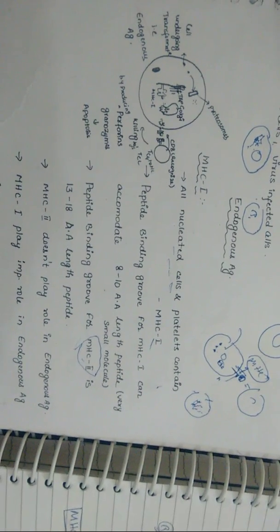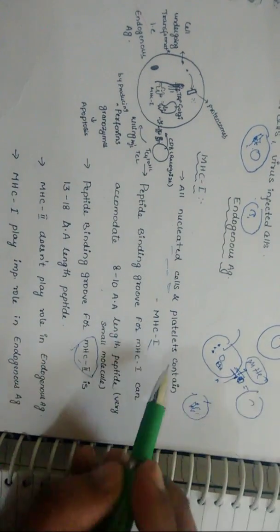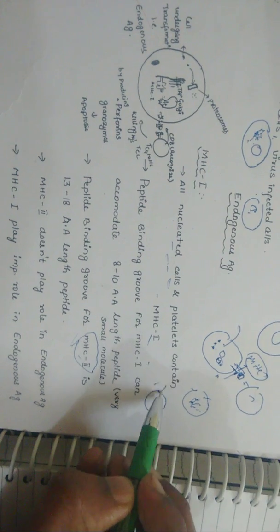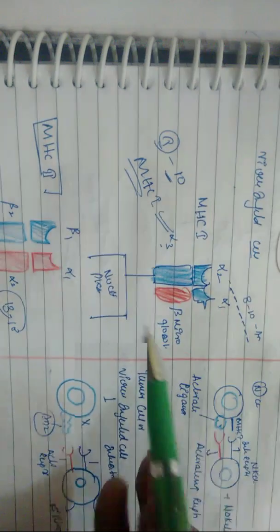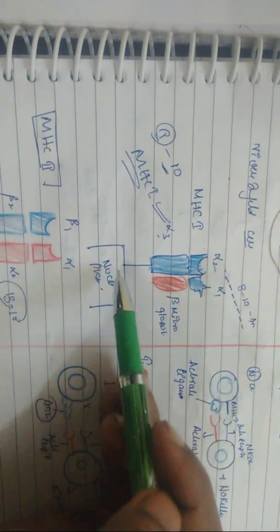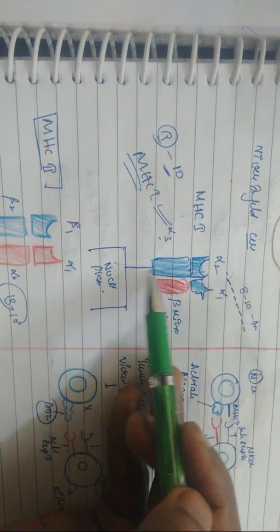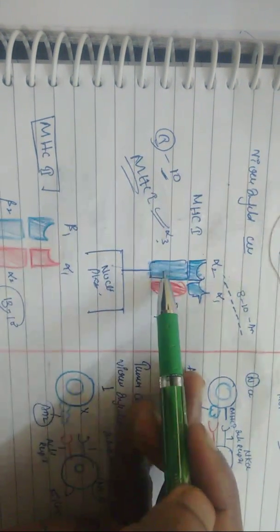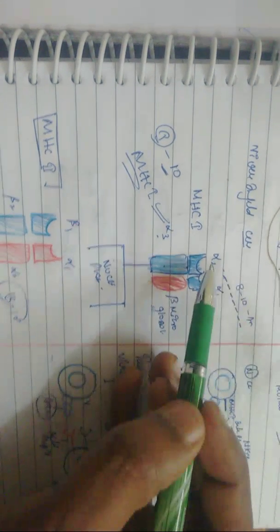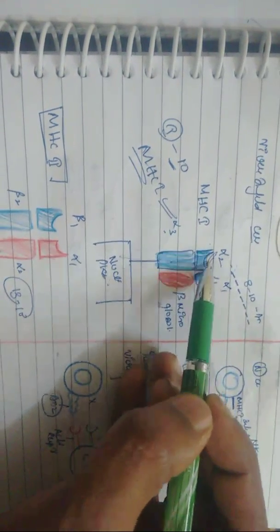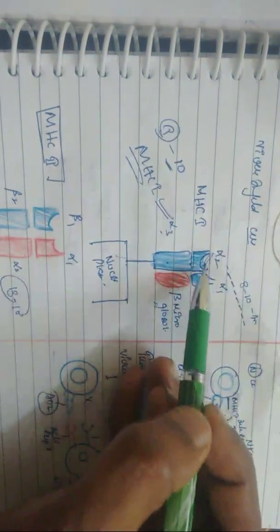Now let us understand the next point. It's written that the peptide binding groove for MHC1 can accommodate 8 to 10 amino acid length peptides, a very small molecule. What does it mean? Suppose this is a nucleated cell, and on the cell membrane you have a protein known as MHC1. This MHC1 contains alpha 1, alpha 2, alpha 3 and beta 2 microglobulin structure. And what are you seeing? This groove is known as the peptide binding groove.